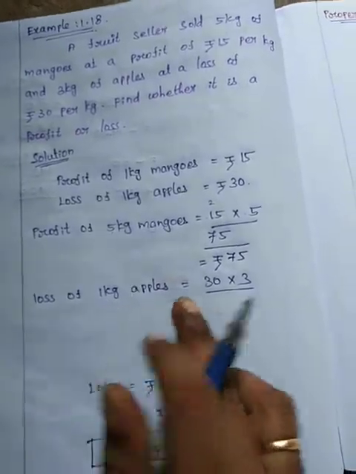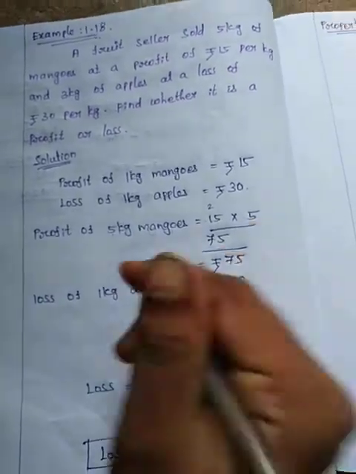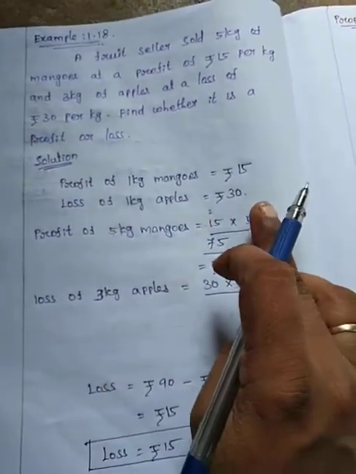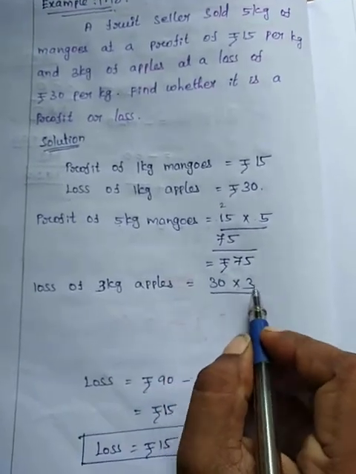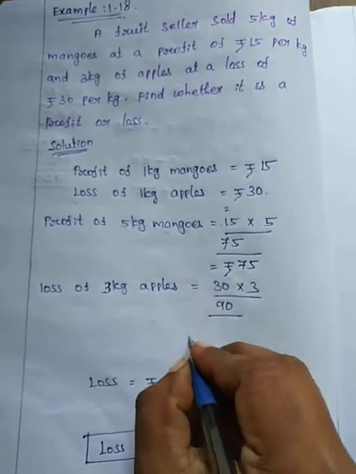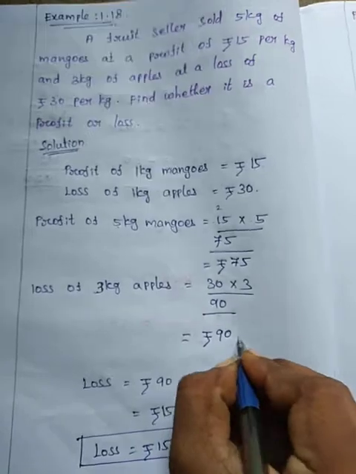See, loss on 1 kg of apples is rupees 30. Then the loss on 3 kg of apples is 30 into 3. 0, 3 threes are 9. Then the loss on 3 kg of apples is rupees 90.